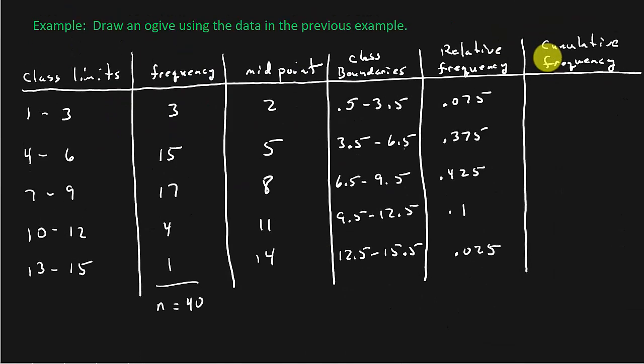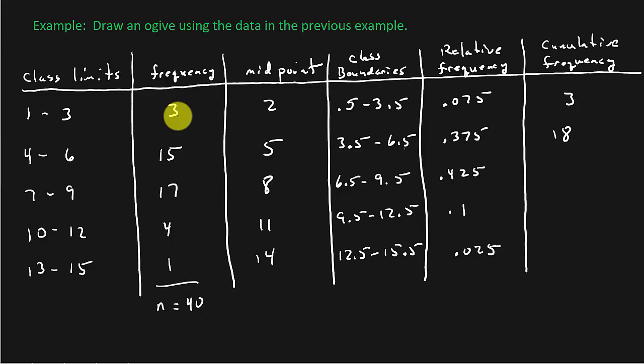Okay, so here we go. The frequency for the first class is 3. For the second one, it's the frequency of that class plus the previous ones, so 15 plus 3 is 18. The cumulative frequency for this is the frequency for that. We're on the third class now, so it's the frequency of that class plus all the previous.